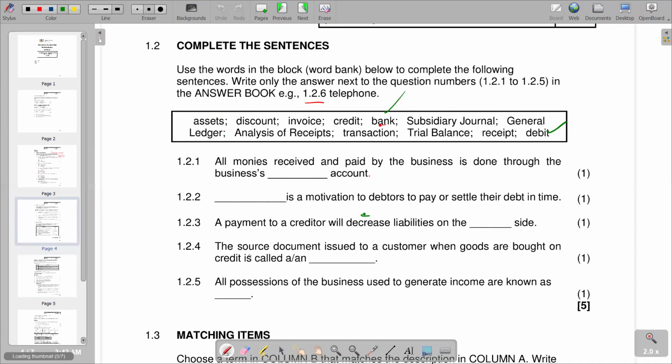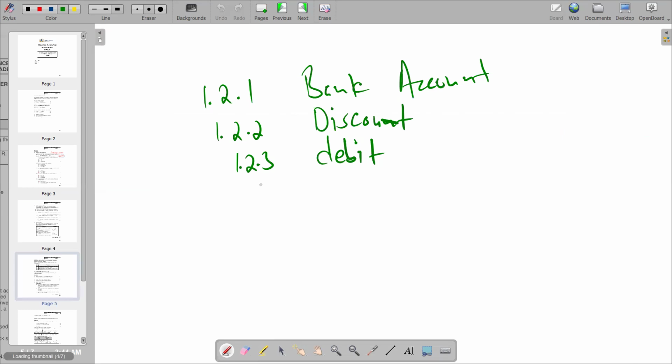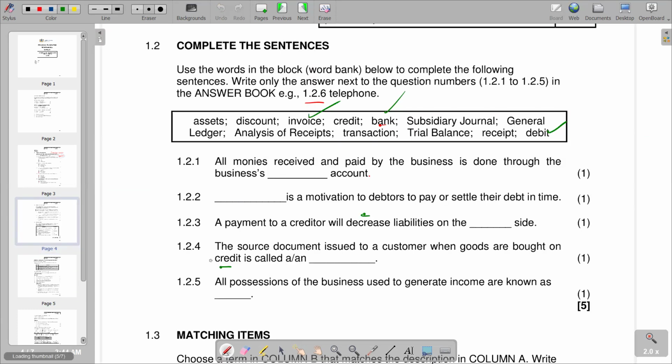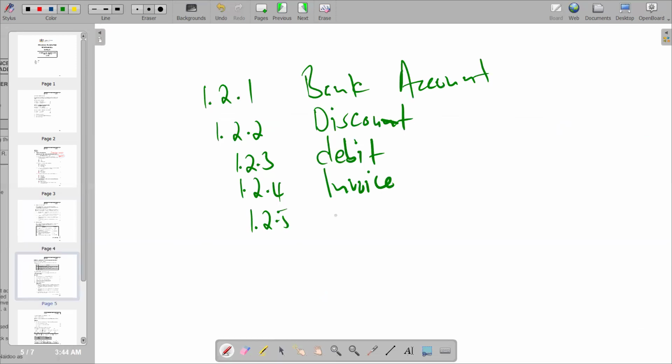Move on to the next question, 1.2.4. The source document issued when the goods are bought on credit, and we check invoice in our form. We have our invoice. Then we go to the next question. It is saying what possessions of the business used to generate income are known as possessions of the business. These are the resources of the business, and you know that they are assets. So we have got assets here as the correct answer. So 1.2.5, we have assets.